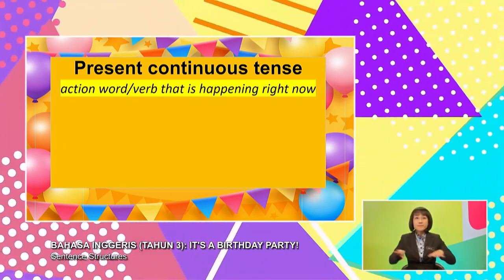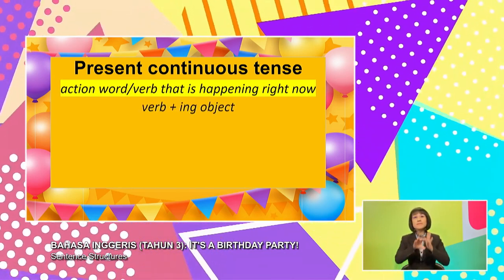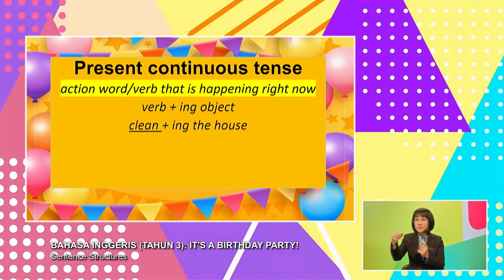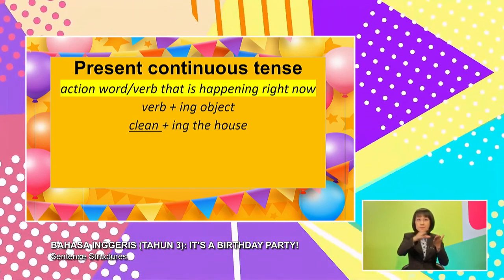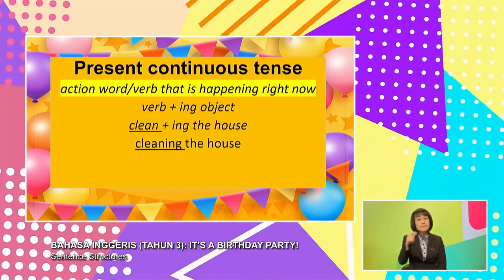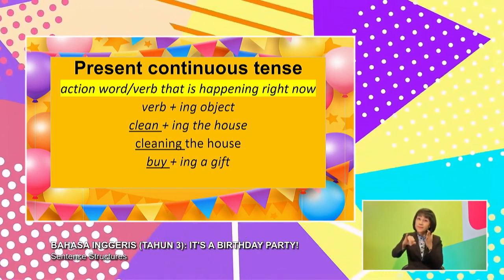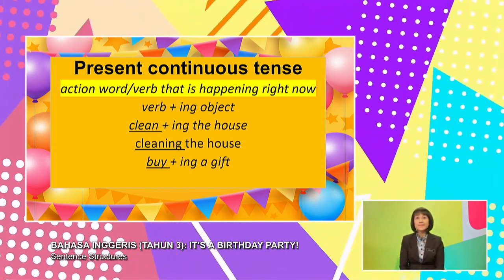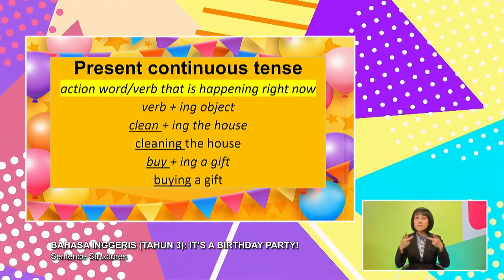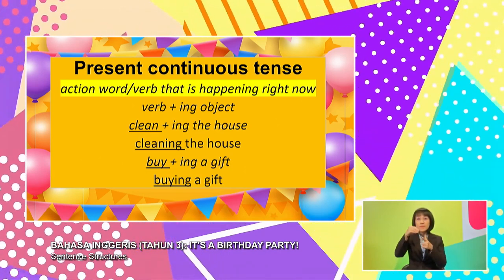Action word or verb that is happening right now. For example, verb plus ing and the object. Clean plus ing, the house, which becomes cleaning the house. Buy plus ing, a object, buying a gift. I repeat, present continuous tense are action words or verbs that are happening right now.